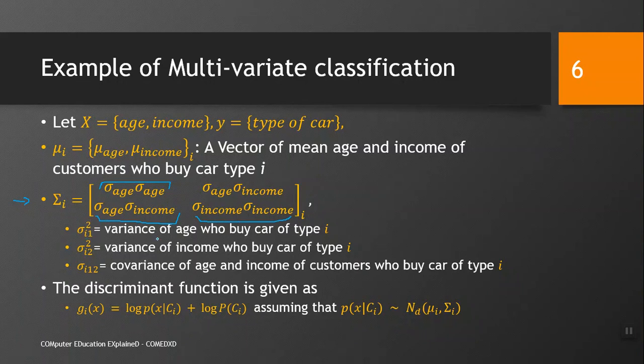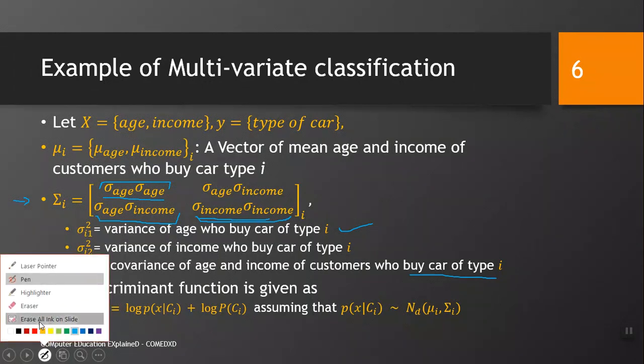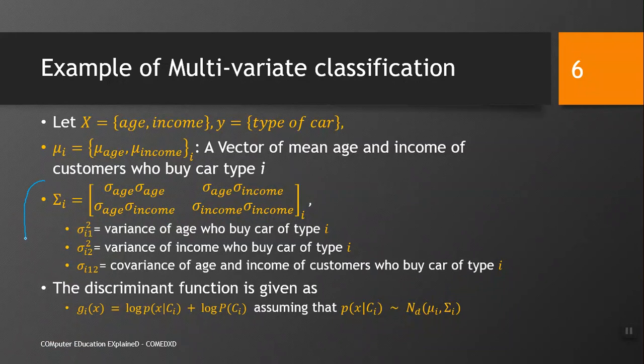So, sigma i1 square is the variance of age of those who buy a car of type i, and sigma i2 square, and sigma i12 is the covariance of age and income of customers who buy a car of type i. Again, I would recommend you to try to understand the meaning of these notations. What this means, why this is a variance and why this is a variance and why this is a covariance, and how they are denoted.